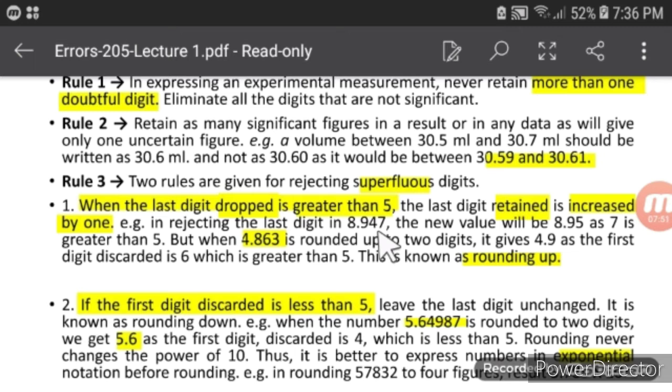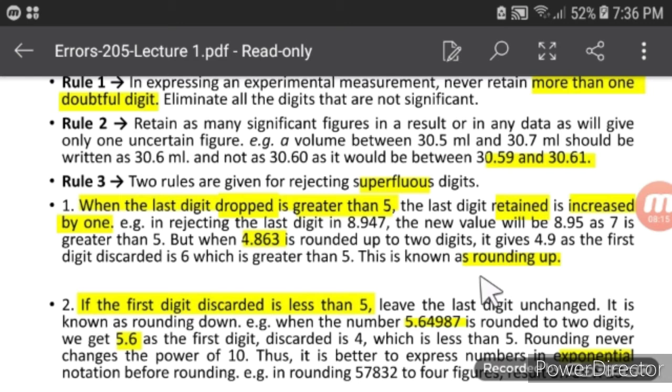Here is 4.863. How can you apply that rule? Here it is also a case where the discarded digit is greater than 5, so we simply add 1 to the 8, and it will become 4.9. Okay, and this is known as rounding up.